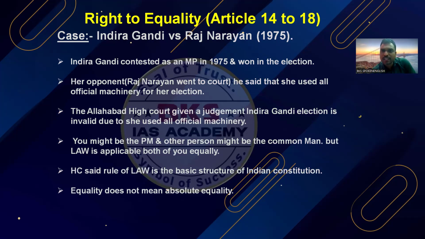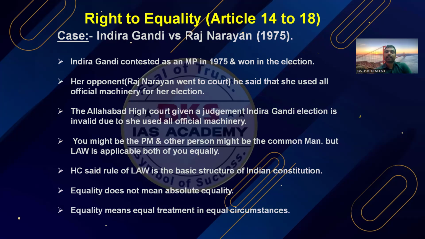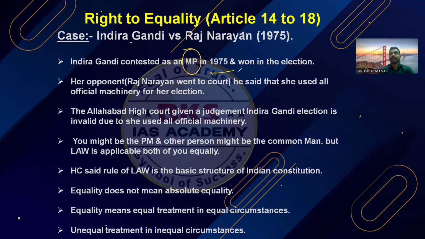Due to Article 14, there is one court case that we will discuss now. What is the case? The Indira Gandhi versus Raj Narayan case. It happened in 1975. Indira Gandhi contested as an MP and won the election. Her opponent, Raj Narayan, went to court.